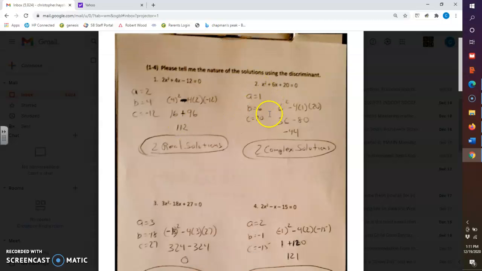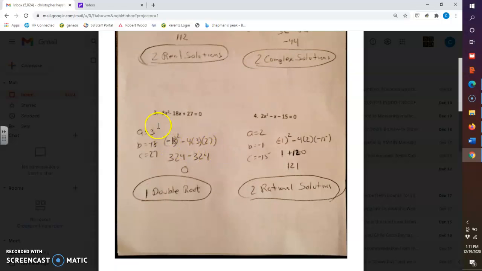Second one, my A is 1, my B is 6, my C is 20. 6 squared minus 4 times 1 times 20. 6 squared is 36. 4 times 1 times 20 is 80. 36 minus 80 is negative 44. If I have a negative answer, automatically two complex solutions.